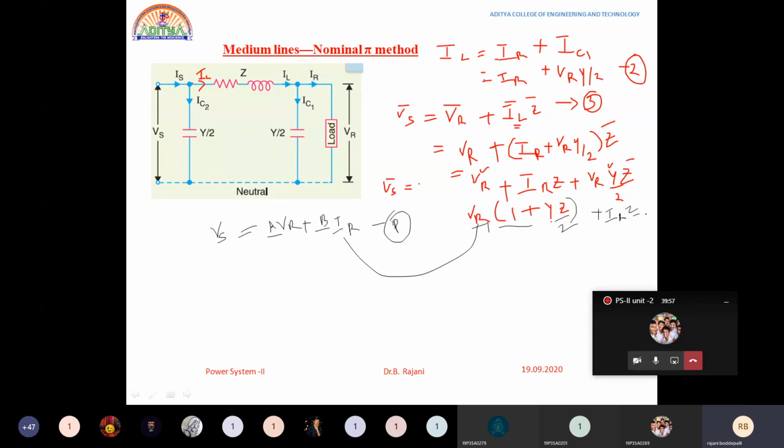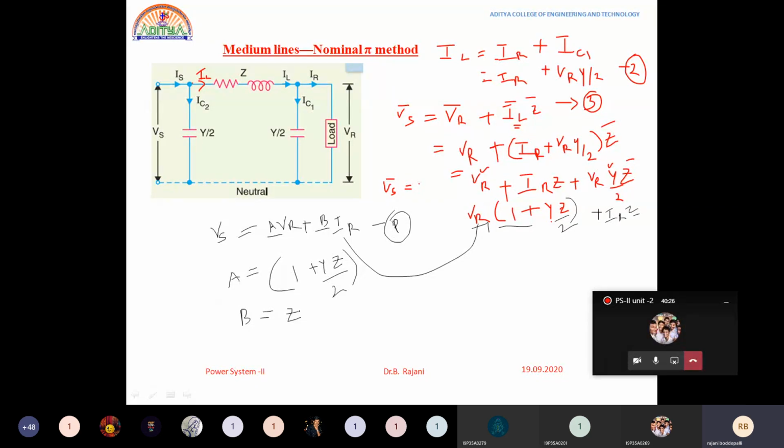Why? Because of IR into Z. I will be getting A and B from these equations. A is equals to 1 plus YZ by 2, and B is equals to Z.